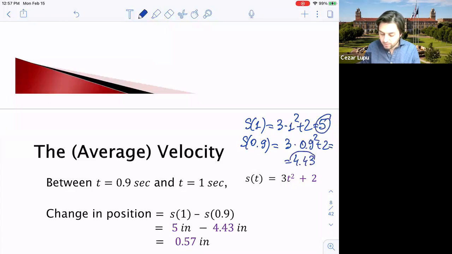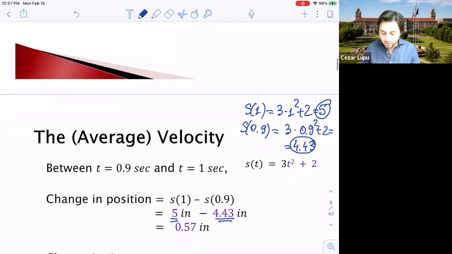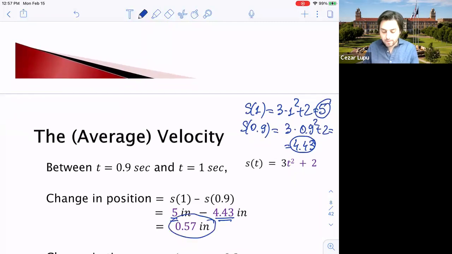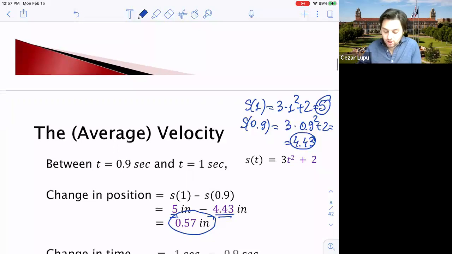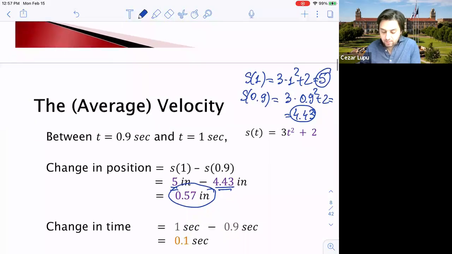So we'll have these two numbers that you see here, right? And now we're just going to take the difference. So the difference will give us 0.57. So that's the change in the position. Now we're wondering, what is the change in time? Well, because we wanted to see what happens between 0.9 and 1, it will be nothing else than the difference between the two. So it will be 0.1 second. So that's what you see here.